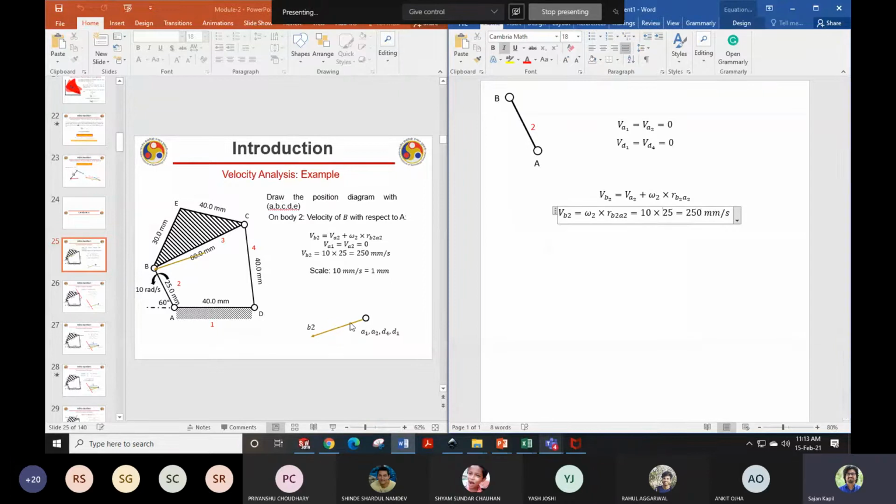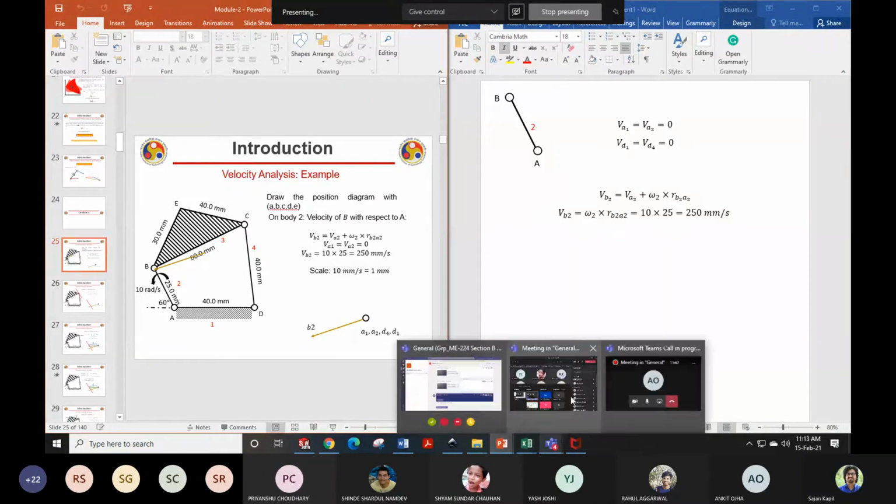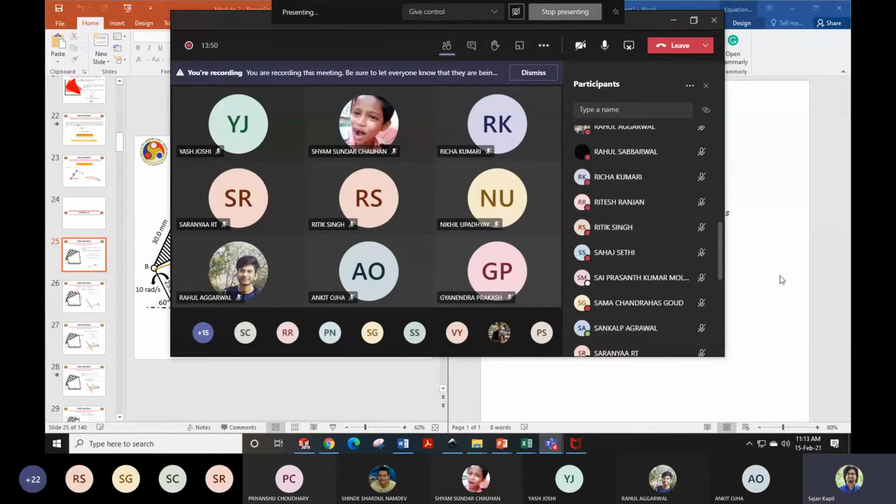Now let us come back to our velocity diagram. In the velocity diagram, I have created the points corresponding to A1, A2, D1, D4. Now I can also make a vector corresponding to the velocity of point B when it is assumed to be on body 2. Its magnitude will be 250. I'll choose an appropriate scale, maybe 1/10, so I'll draw a line of 25 mm. Its direction is something I have to find. What will be the direction?